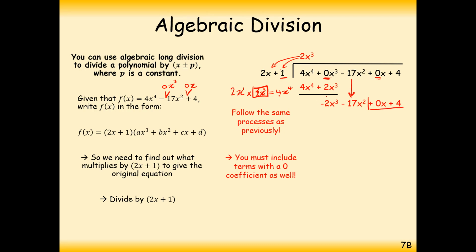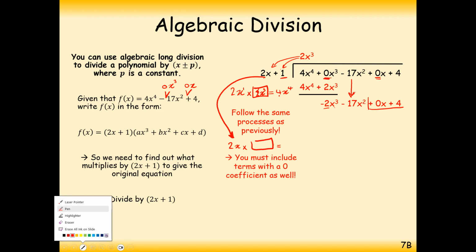So then you ask yourself, I have 2x, and 2x times what will give me negative 2x cubed. This 2x here is this one here, all right? And I'm looking for what. Let me change my pen color because the writing that's there already is red.